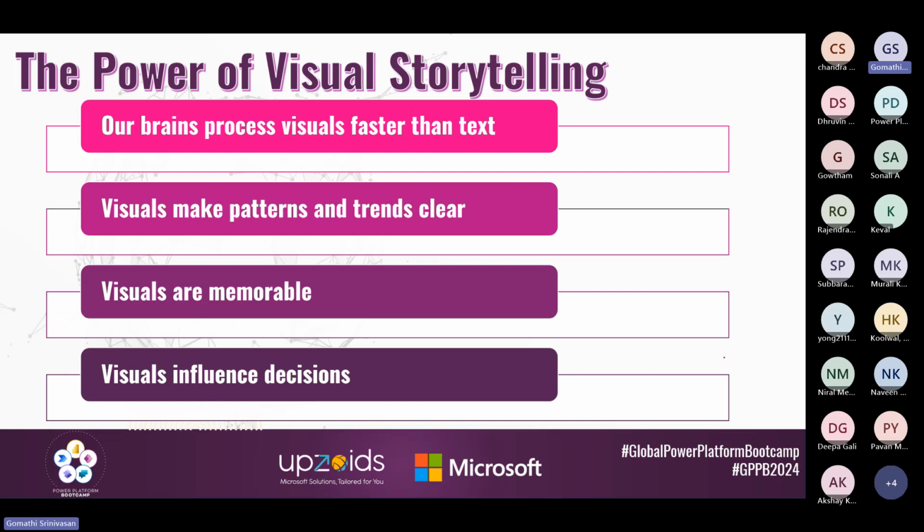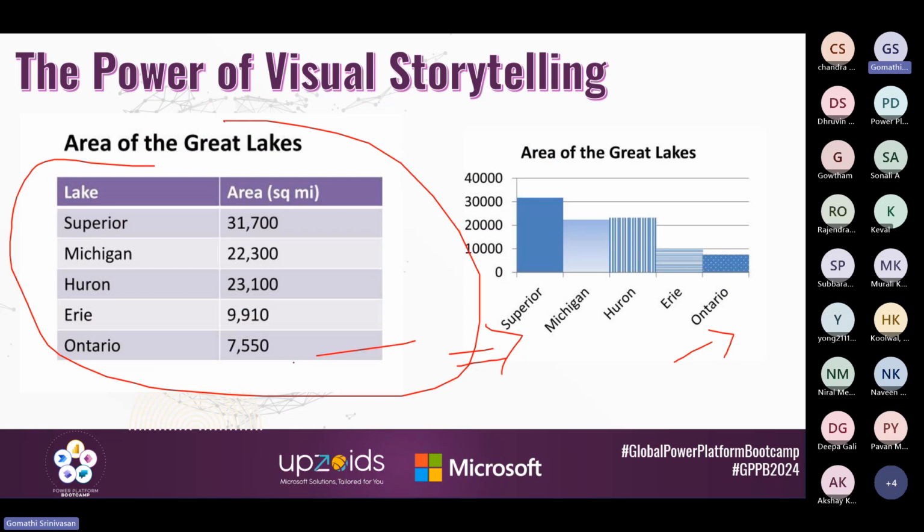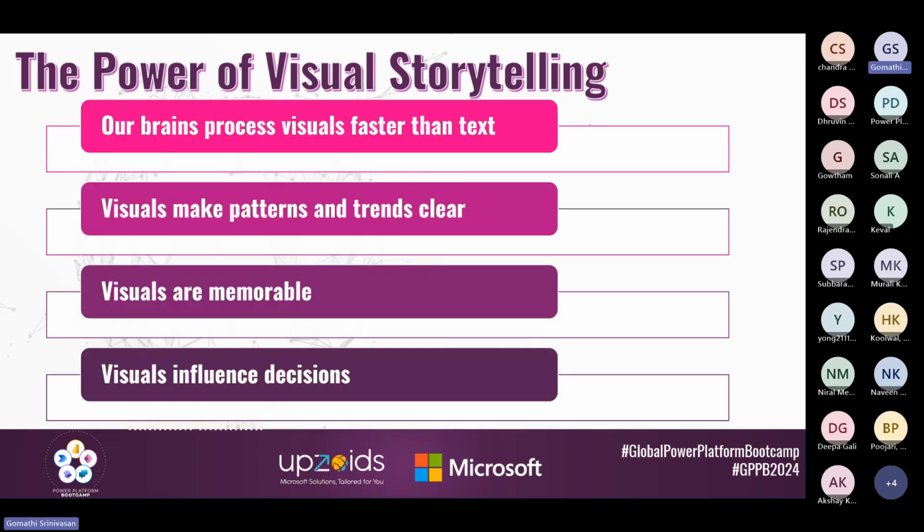Studies show that we process images 60,000 times faster than plain text. It is easier to spot insights and relationships when looking at a visual versus a block of numbers. This is a block of numbers, and it seems easy because I'm showing you only 5 records. But think about if this area in square feet is not in a properly sorted manner, or if you have nearly 10 to 100 records, then it will be hectic to understand. So it is always better to go with a visual than numbers.